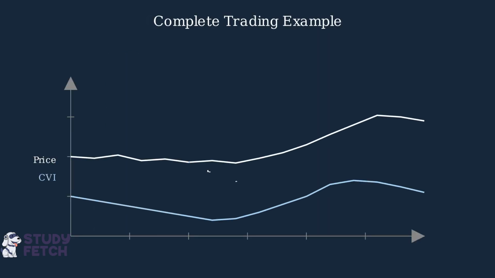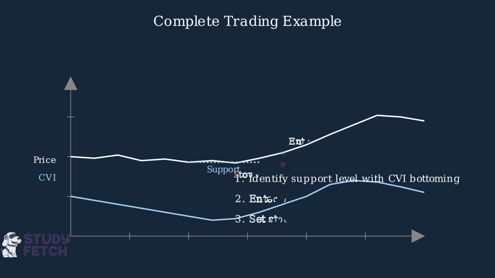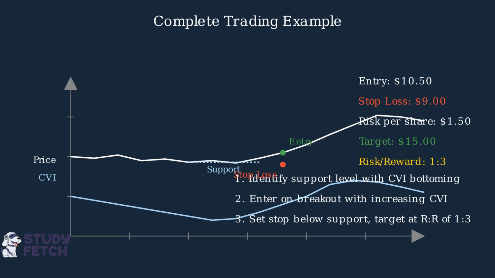Now let's walk through a complete trading example using our CVI strategy. We begin by identifying a potential support level where price has stabilized and CVI is showing signs of bottoming. We enter the trade when price breaks above the consolidation with increasing CVI, confirming the momentum. Our stop loss is placed below the support level with a price target that gives us a risk-to-reward ratio of 1:3. As the trade progresses, we monitor the relationship between price and CVI. When we see a bearish divergence forming, with price making new highs while CVI begins to decline, we prepare to exit the position near our target price.